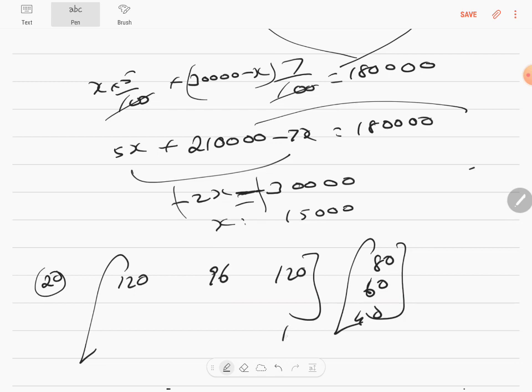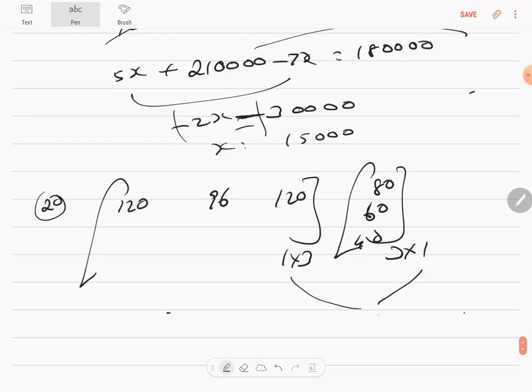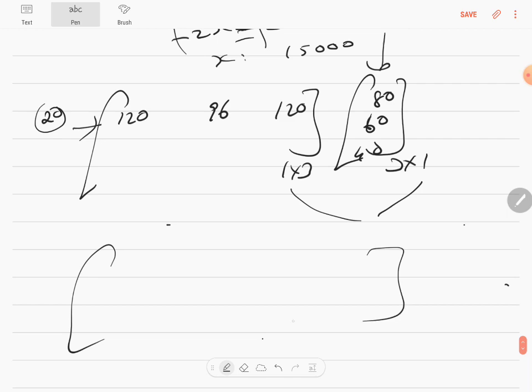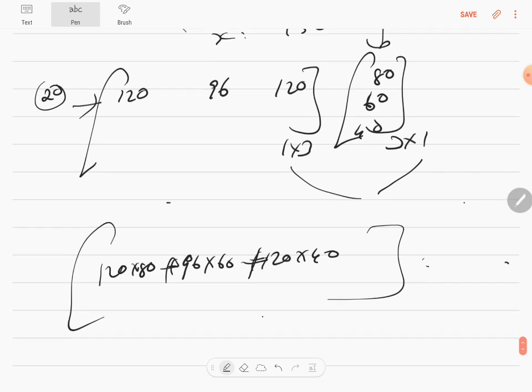And you know, this is a 1 by 3 matrix. This will be a 3 by 1 matrix. So the end product will be 1 by 1. You do first row, first column. You get 120 into 80 plus 96 into 60 plus 120 into 40 and add those respective elements. You get the total value. And that's all. It's this matrices way. That's all. So can I go to the next sum?